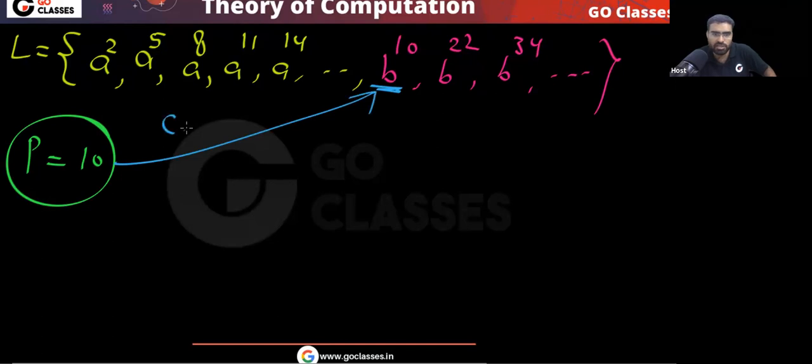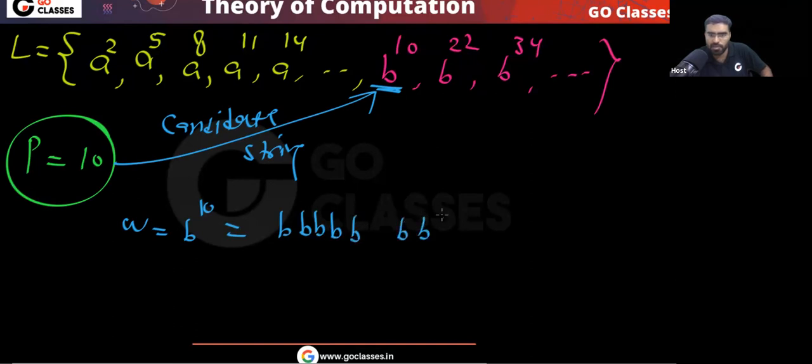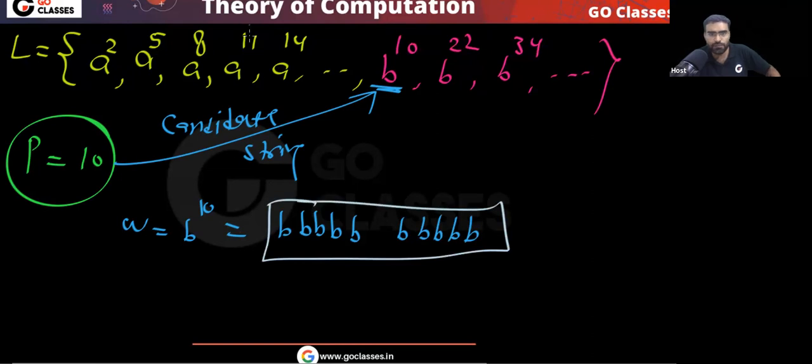Okay, then you can note this is a candidate string. This candidate string is b, b, b, b, b, b, b, b, b, b. Now tell me, whatever y you take, if you repeat it 0 times, what will happen? Again here, whatever y you take, in this area you will find y.